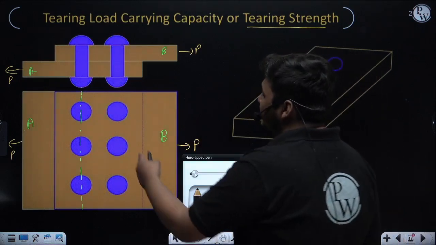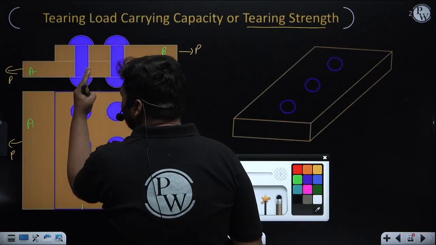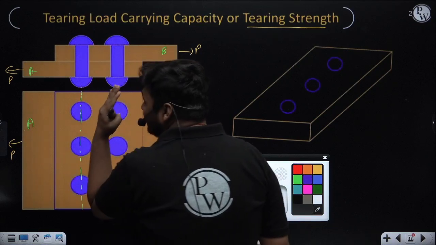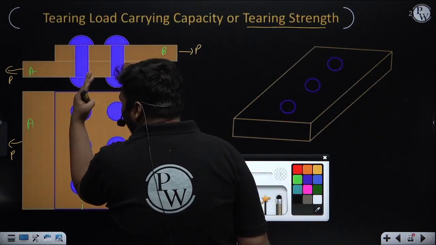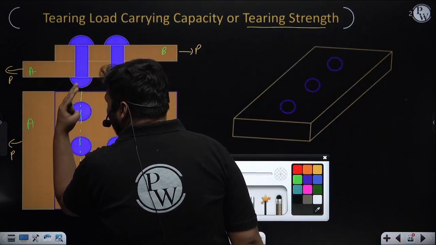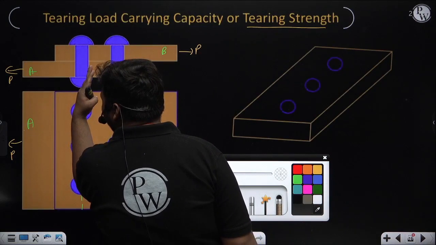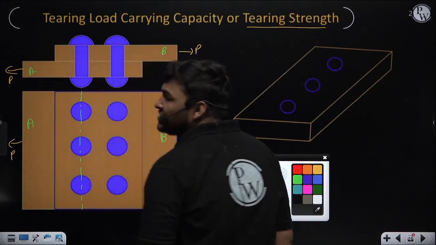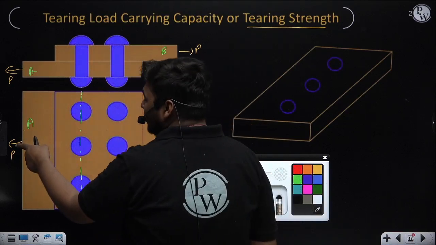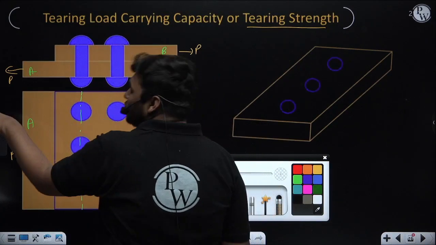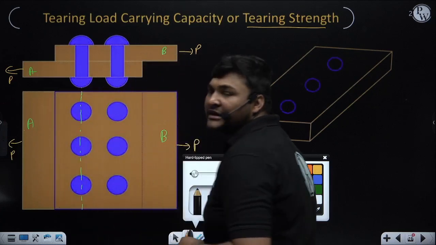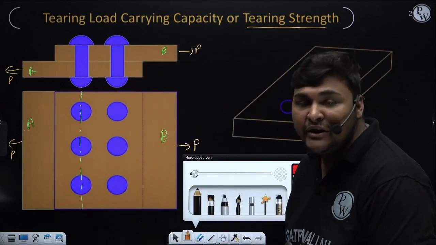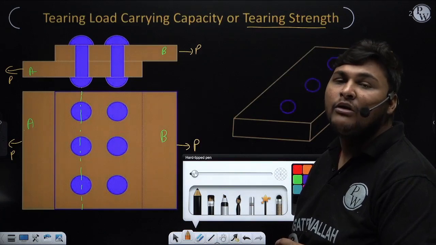In this section, tensile stress will be induced. Imagine the section of the plate. Here, this load P is acting in the perpendicular direction to the section of the plate. So can I say that in this section of the plate, normal stress will be induced? And since this load P is in the perpendicular outward direction, in this section tensile stress will be induced.